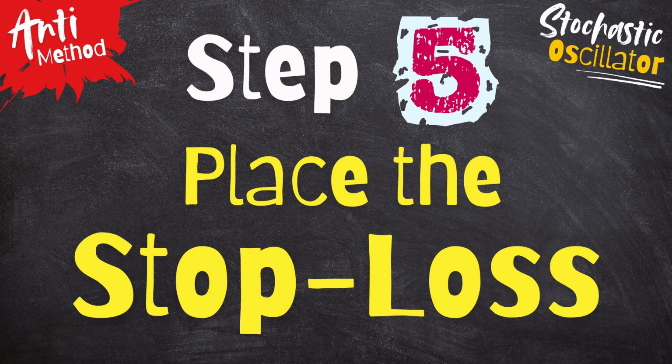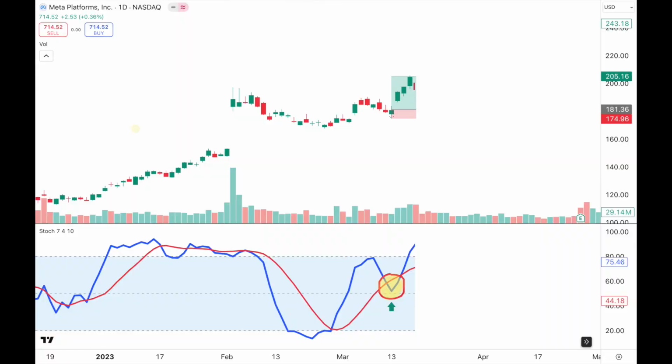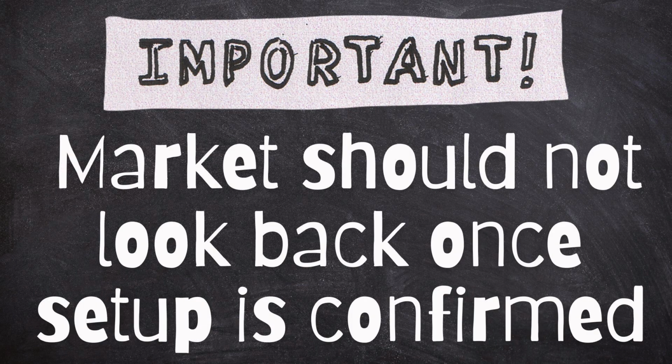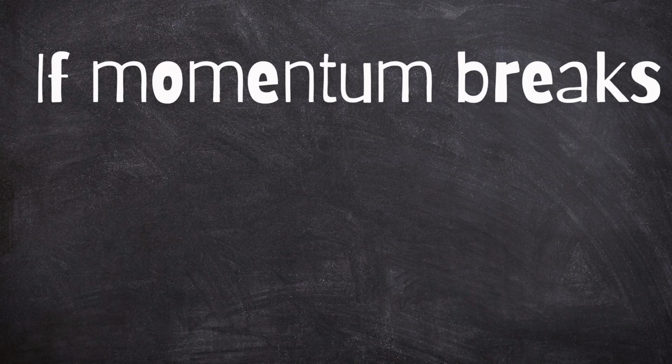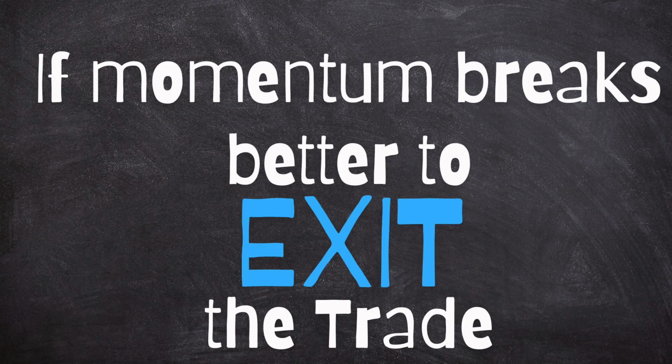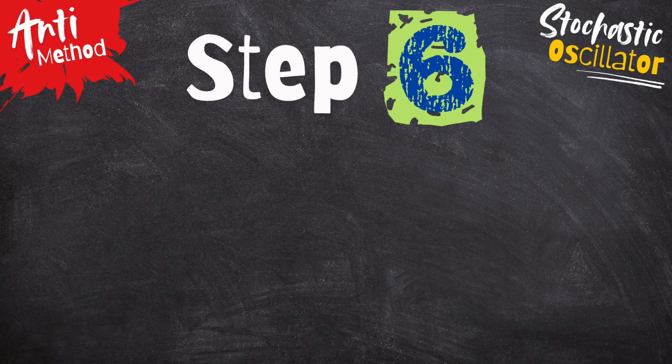Since this is a momentum based setup, once the trade is triggered, it should move in our favor relatively quickly. The stop loss should be placed just below the low of the entry bar or below a nearby support level. In swing trading, the market should not look back after confirming the setup. If price falls below the stop loss, it means momentum has failed and our analysis was wrong. Let's accept it; it's better to exit and wait for a better setup instead of continuing to lose money, because managing the trade is just as important.